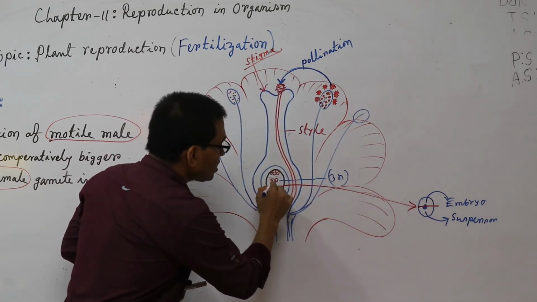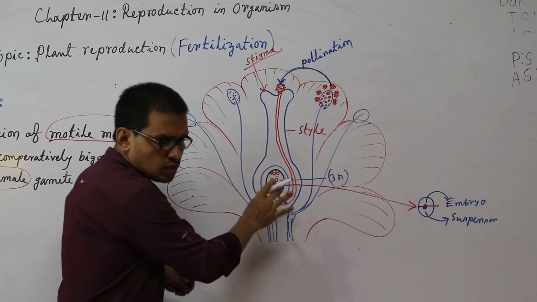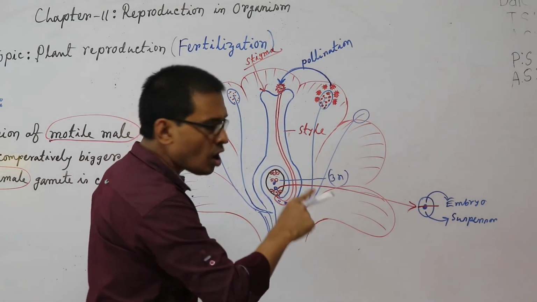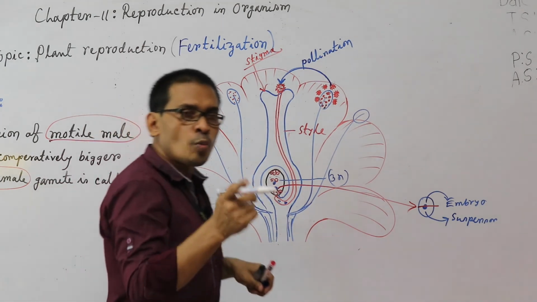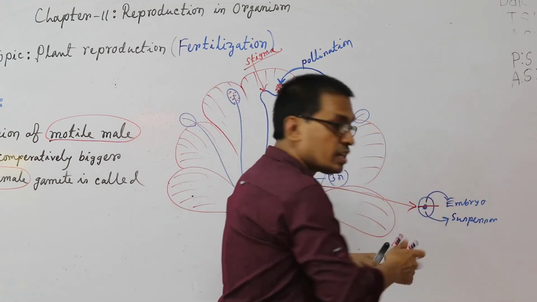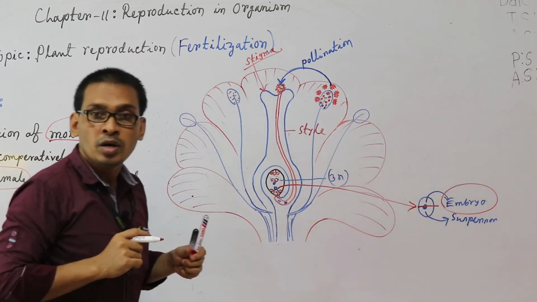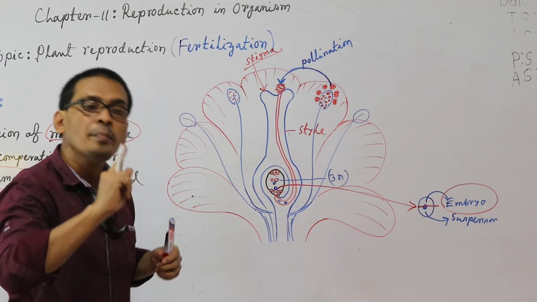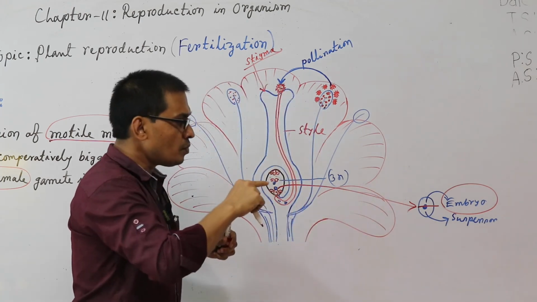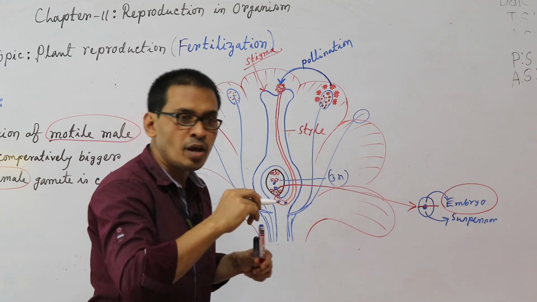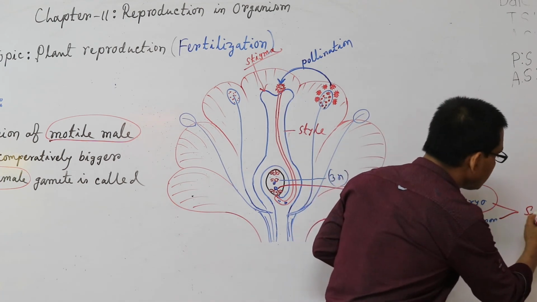After that, the triploid endosperm, formed from two secondary nuclei and one male gamete, basically provides nutrition to the embryo. That means triploid endosperm nourishes the embryo, and the triploid endosperm and embryo in the ovule basically turn into seed.